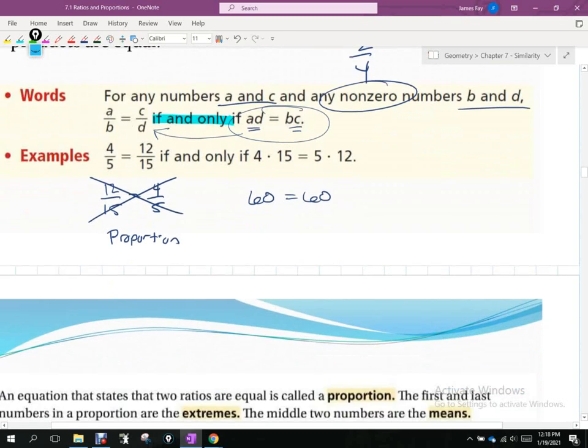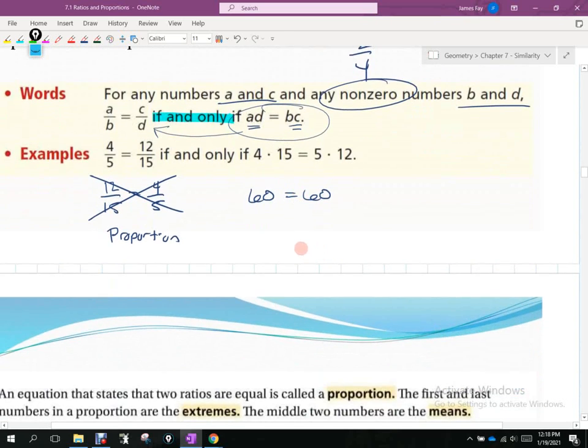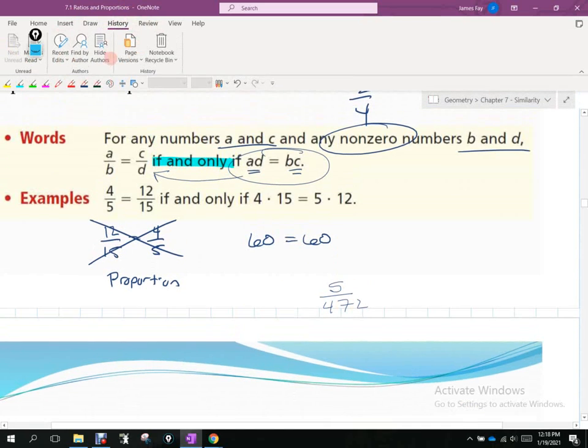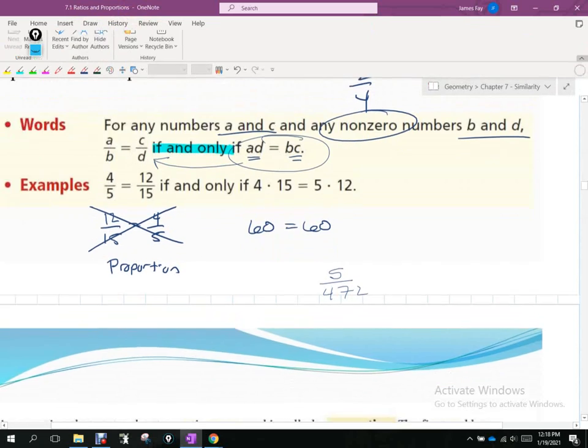But with that saying, if I gave you, we had, what do we have? We had 5 over 4, 7, 2. This is with the bonsai question. Change the size of my marker here.